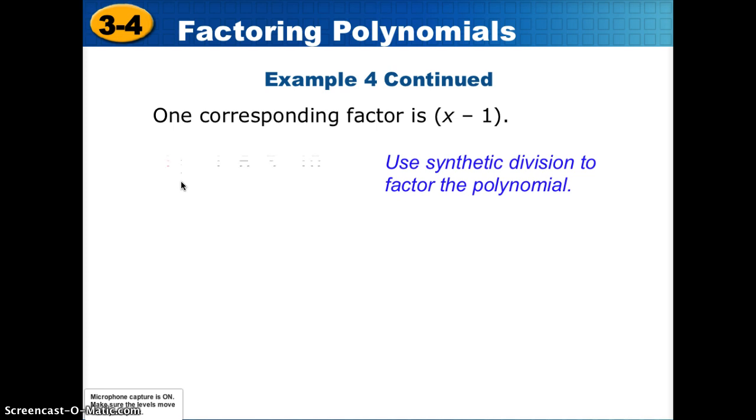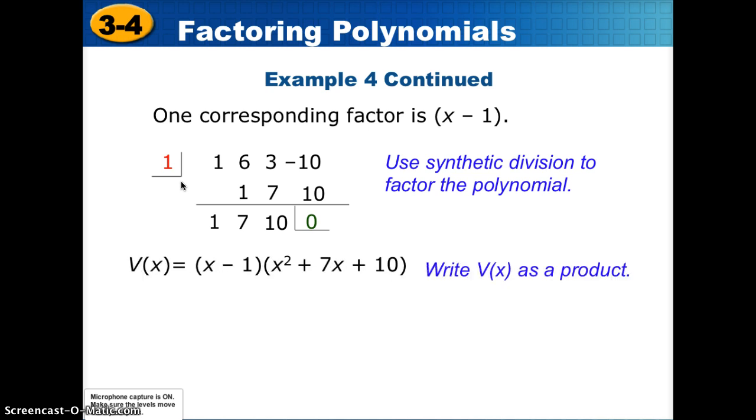And so what we're going to do is put 1 in the box, use the coefficients as we always do with our synthetic division, and we're going to factor the polynomial in this way. Notice that we end up with a remainder of 0. So we know that x minus 1 is a factor of the polynomial, and we also know that we end up with what we call a depressed polynomial of x squared plus 7x plus 10.